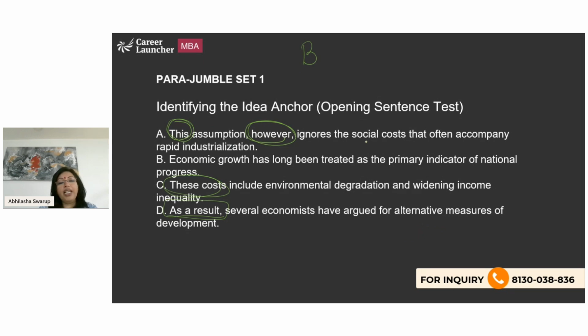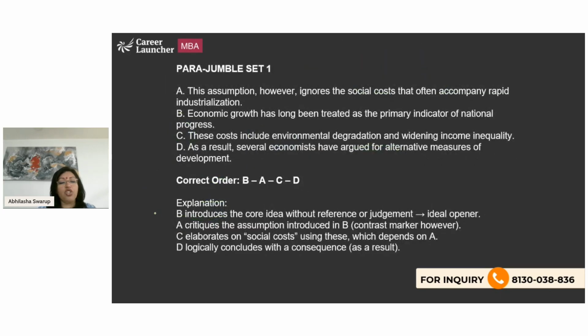Right now, the minute I see "the social costs" and I see "these costs", I know they are connected. So A and C have to be connected. And then finally D, which says "as a result", would have come right in the end. So therefore, my sequence should have been B, A, C, D. Well, if it is, let's check very quickly. Yes, B introduces the core idea, A critiques the assumption, C elaborates on the social cost, and D logically concludes. So that's your set, guys.